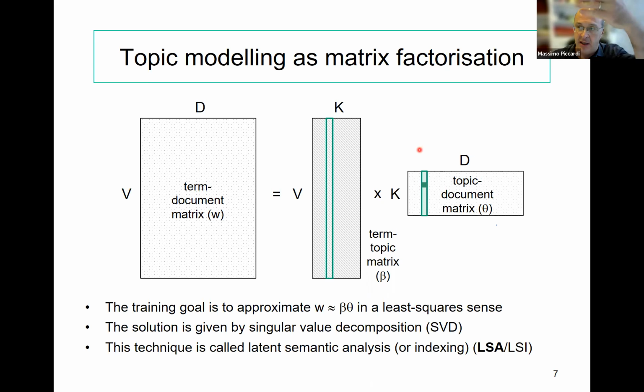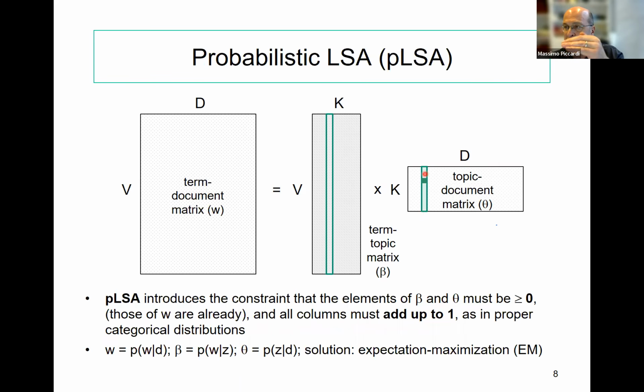Beta is the term-topic matrix, and theta is the matrix with the topic proportions. Each column represents the topic proportion of one of the documents in the given topic set. So if you have K topics, a column shows the topic proportions of the K topics for that particular document. So how do you get these two matrices?